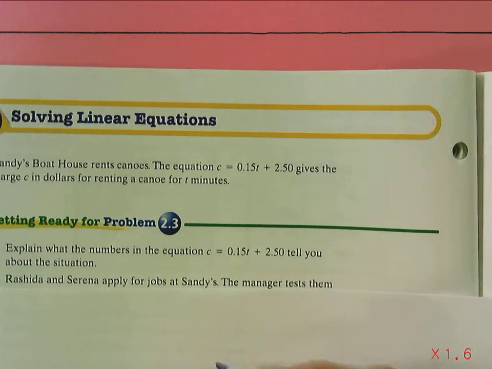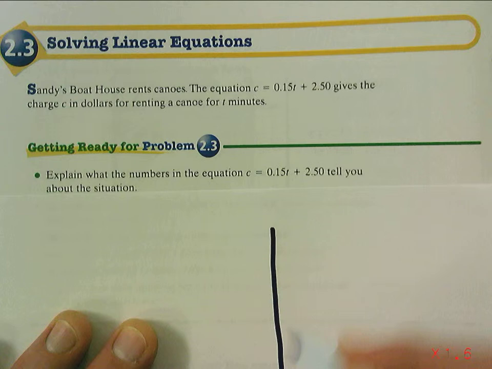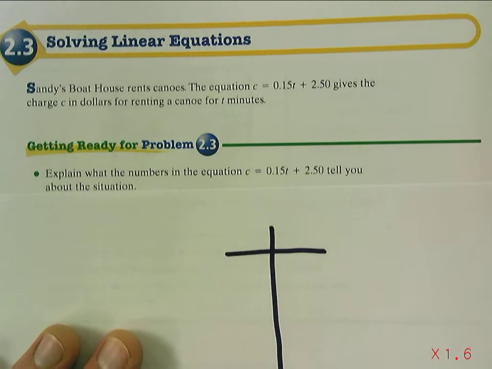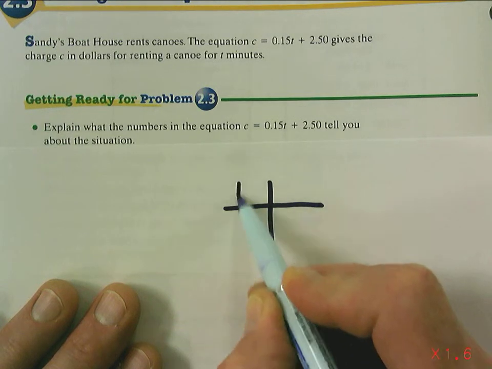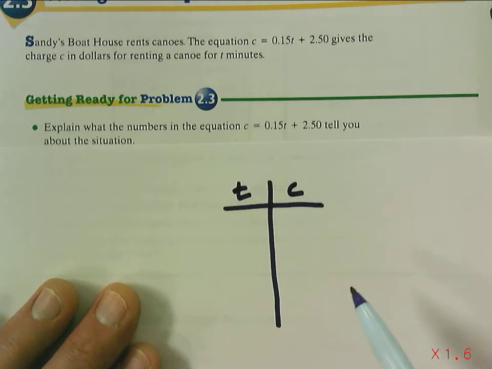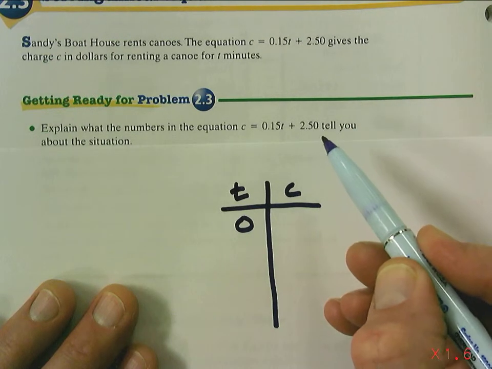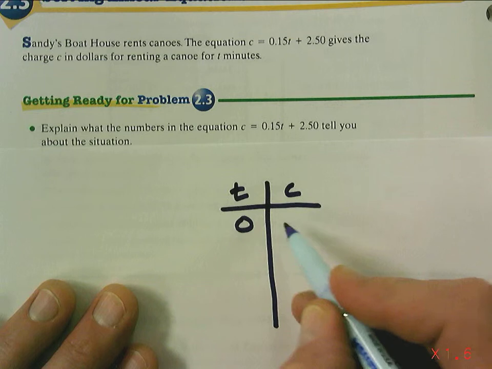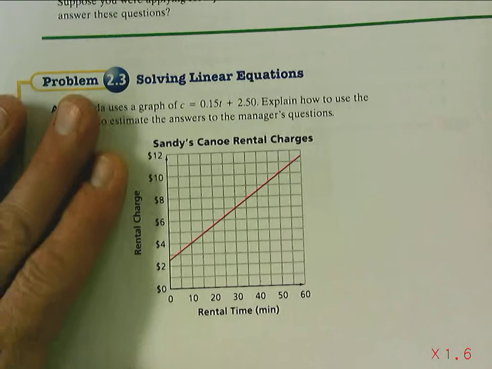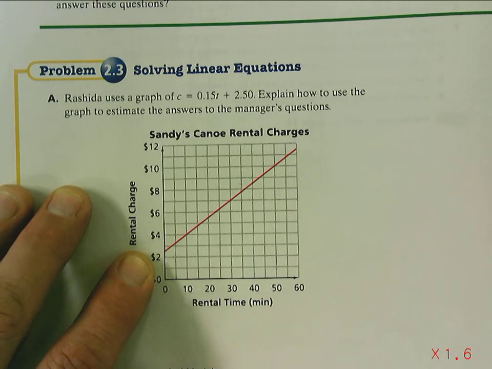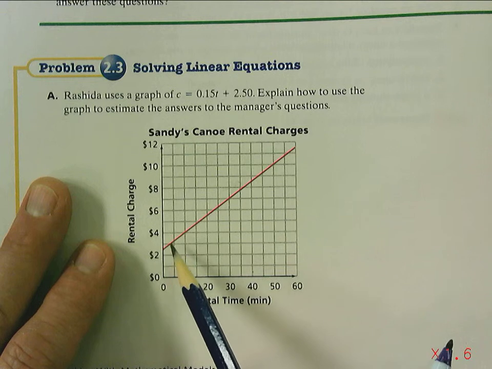So if I just make a generic table using that equation, here's just a standard T table, and I think of the time and the cost. At 0 minutes, remember there's still this $2.50 that's always there. We see it on the graph at that point where it begins, $2.50. That's the y-intercept, we call that, $2.50, and then it goes up 15 cents per minute.